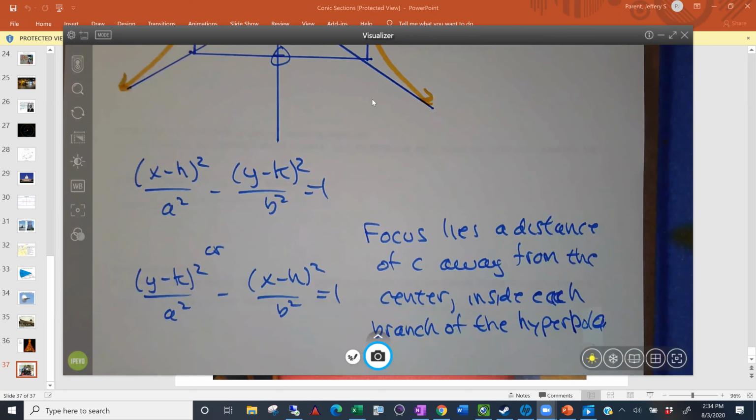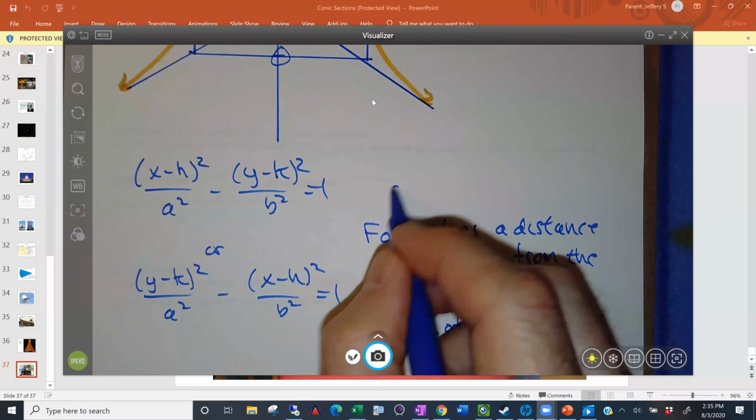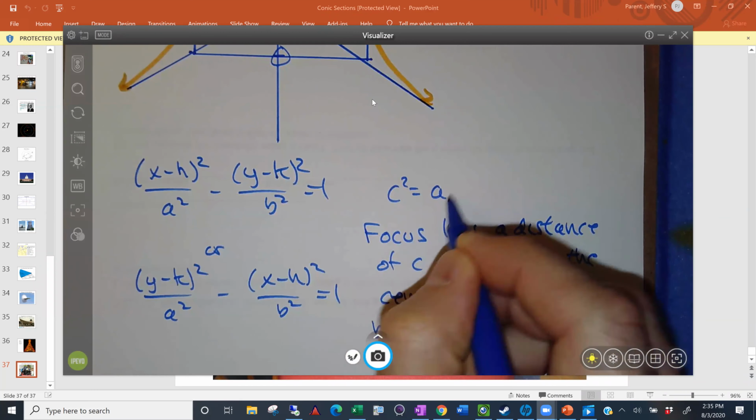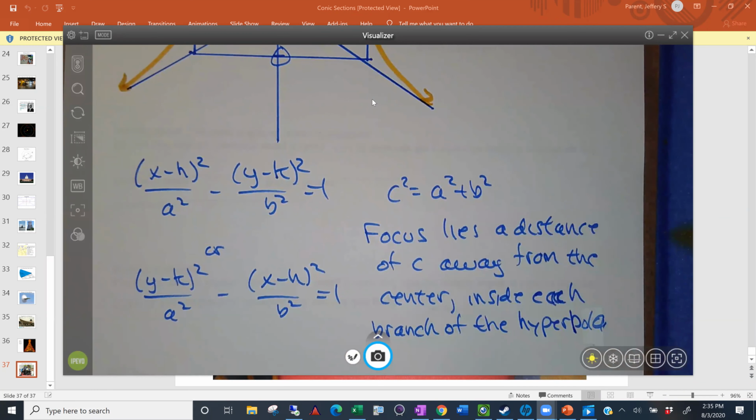So you might ask, how do I calculate C? C squared is going to be A squared plus B squared. So that's how you're going to get C, from this relationship. A and B are just going to be your denominators.